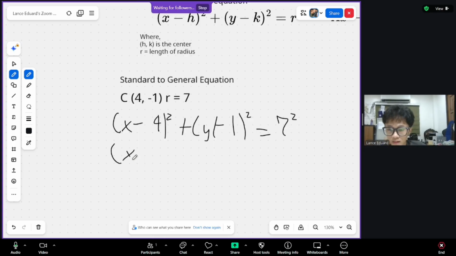So our first step will be squaring the 7. Let's just copy everything: (x minus 4) plus (y plus 1) squared equals 7 times 7, which is 49.